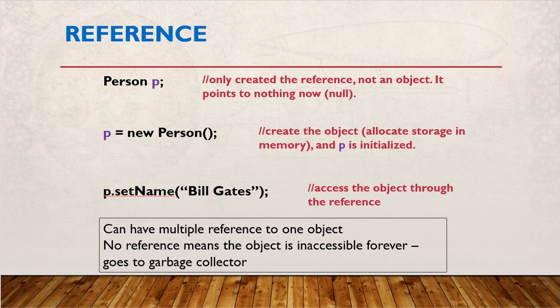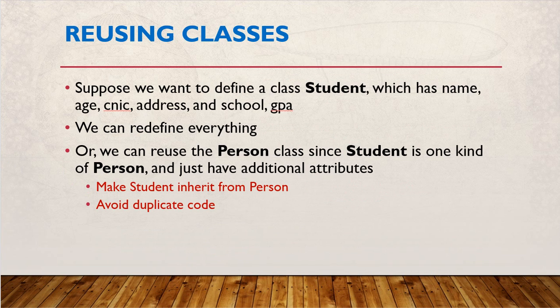So far, we have not actually discussed anything about super. In that case, we can reuse the classes. I will talk a little bit about the inheritance we have already discussed, but we'll get an overview of it so that we can easily understand the use of the super keyword. Suppose we want to define a class Student which has a name, age, CNIC, address, and school GPA. These are the data members of that class. We can redefine everything, or we can reuse a Person class that already has such things in it, that is name, age, CNIC, address.